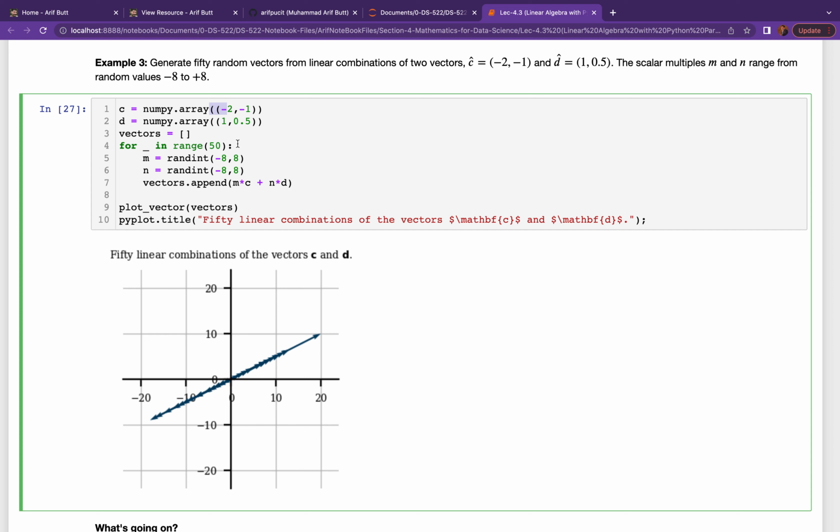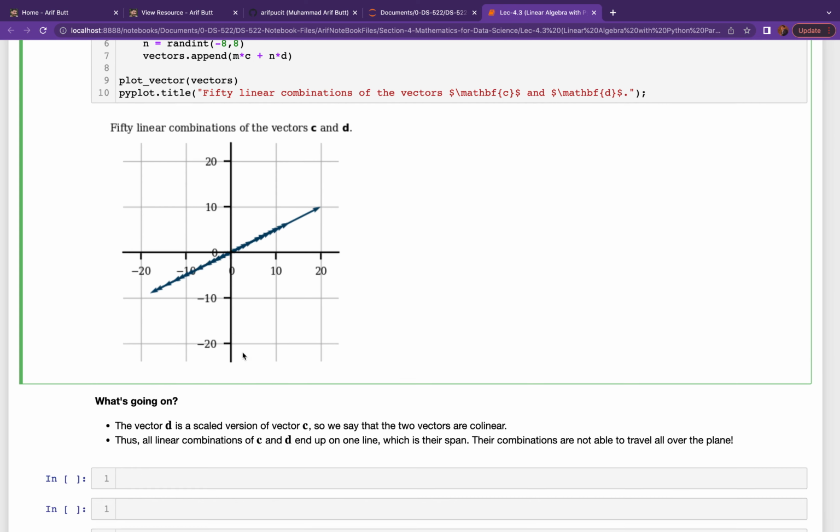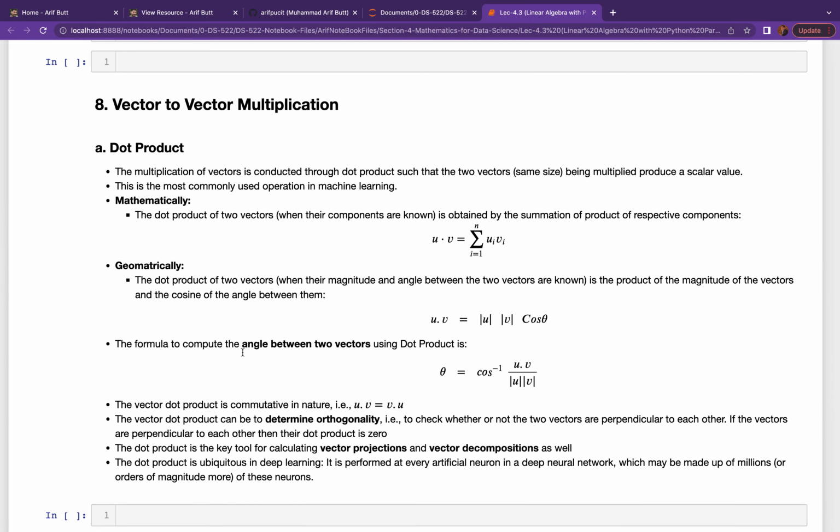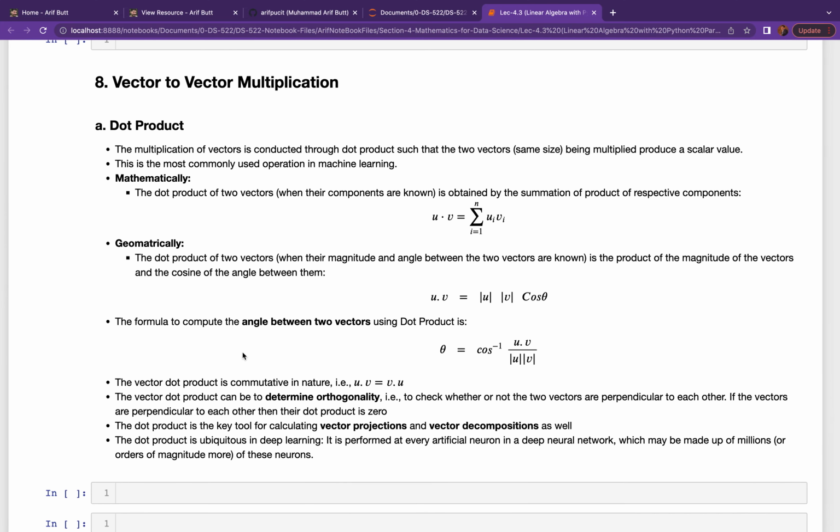So in short, since these two vectors C and D are linearly dependent, their combinations are not able to travel all over the plane. My dear students, I would like you to keep this point in mind, the concept of linearly independent and linearly dependent vectors, as we will be using this while solving the system of linear equations in section 3 of this session. Let me move ahead and talk now about vector to vector multiplication.